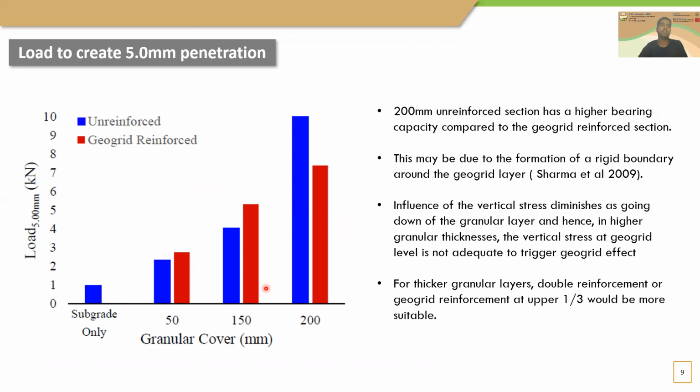So this may be due to the formation of a rigid boundary, because studies have confirmed that when you have a Geogrid layer at the interface, you get a stiff layer of granular formed around that because of the confinement. Compared to the confined layer, the upper part of the granular is still loose, so probably you can get the failure there. The influence of the vertical stress diminishes as you go down to the bottom of the granular layer. So when you have higher granular thicknesses, probably the stress at the interface level is not good enough to trigger the Geogrid effect. This also suggests that when you have higher granular thicknesses, you need to bring the Geogrid to the top part, not at the interface level.